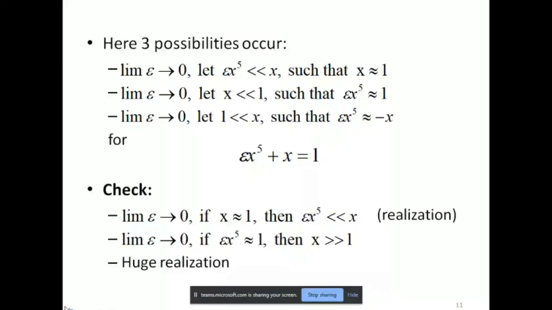But in the assumption, we assume that x is very, very less than 1. So here is the contradiction. So this assumption, the second one, is not correct. The final assumption, and here we will get what we are searching for.